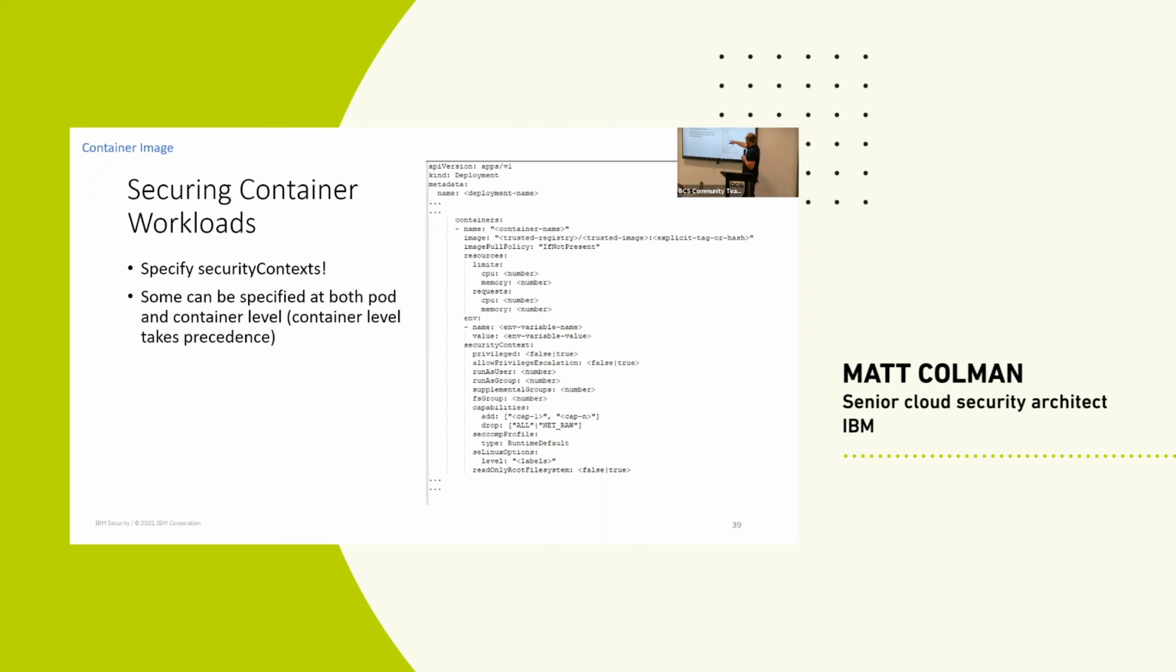We can see here privileged, you want it to be true or false, and privilege escalation, true or false, what user you want to run as, what group you want to run as, and so on and so forth. Capabilities, do you want to add anything, do you want to drop things, you can choose to drop all capabilities. So you can specify all of this here and create templates for your team that are working on it.